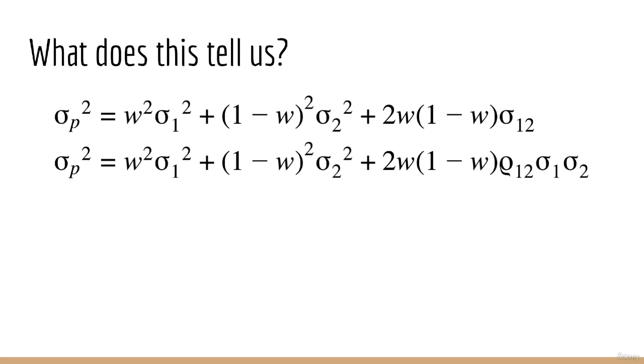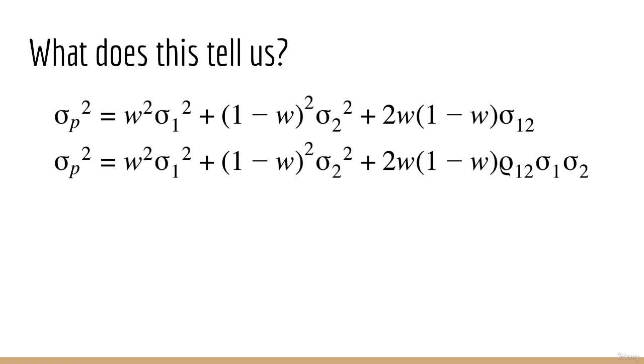Note that one alternative way to write this is in terms of the correlation rather than the covariance. As you recall, the correlation is equal to the covariance divided by sigma 1 and sigma 2. This may be useful later, since we like to think of how related two assets are by their correlation rather than their covariance. So be aware that we may use either of these formulas to calculate the portfolio variance.